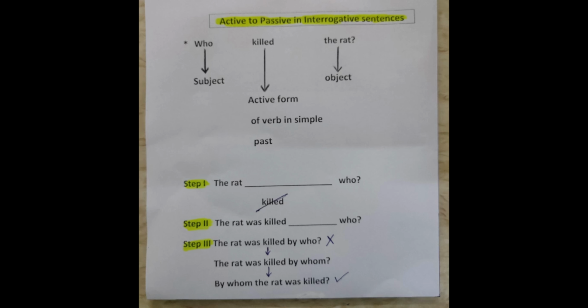So, we have written the rat was killed dash who. And now we come on step number 3. The rat was killed, we introduce word by who. Now once again we read this sentence and we ask ourselves, the rat was killed by who?